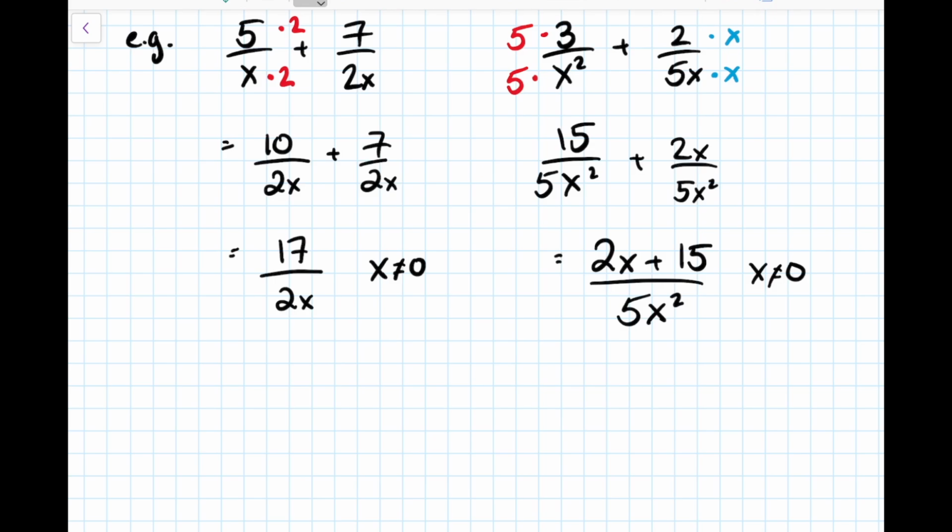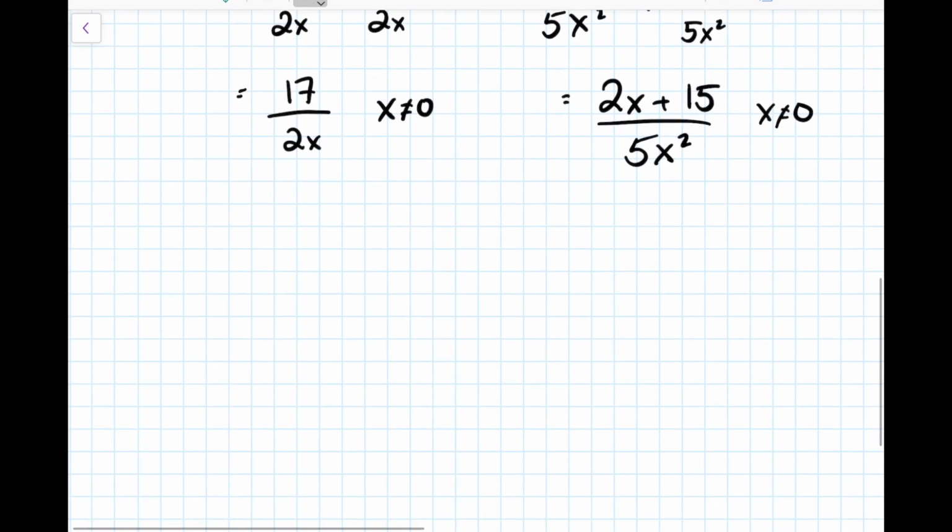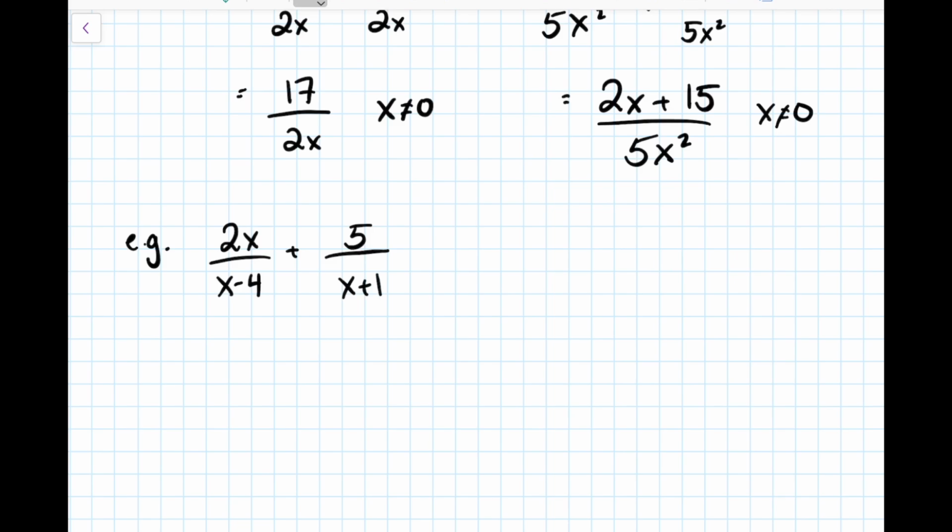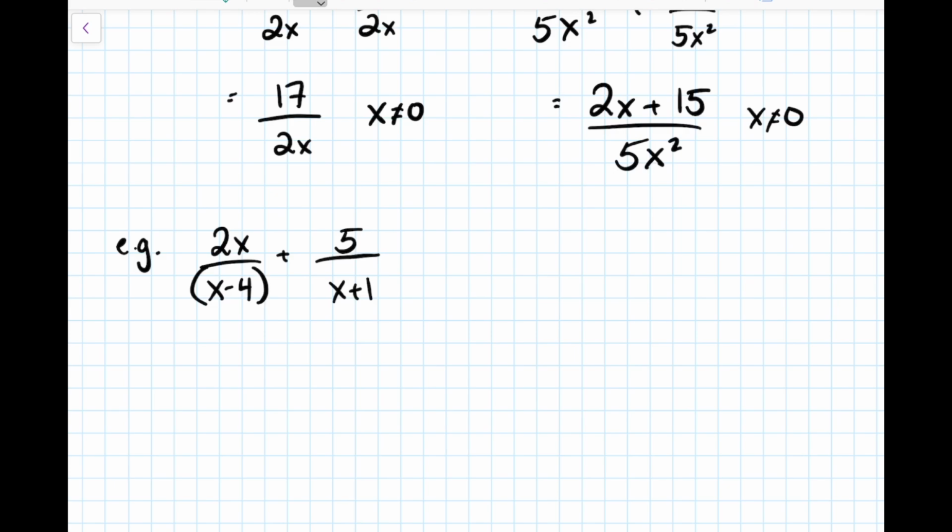Most of the time, our fractions are going to be a little bit more complex than that. So let's try something a little bit tougher. So if we have 2x over x minus 4 and 5 over x plus 1. The key thing to remember is that these two denominators, this x minus 4 and this x plus 1, even though they both have an x in them, these are totally different factors. There is zero crossover here. This is like comparing a 5 and a 13, right?